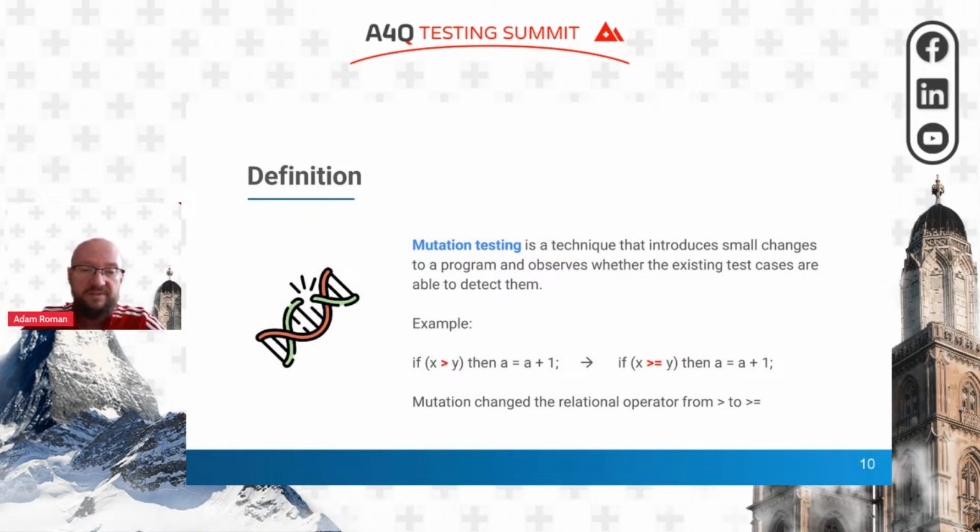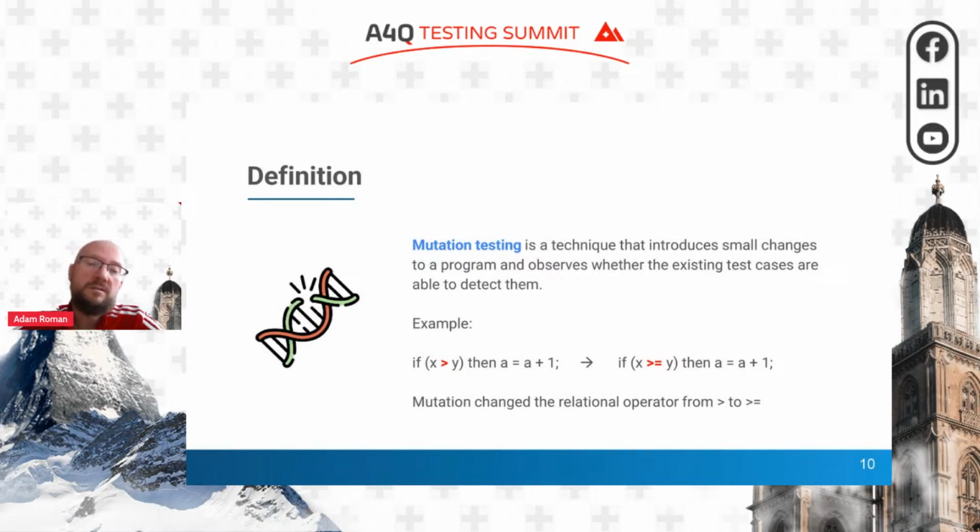For example, if we have some decision statement, like if x greater than y, then do something, and we change this relational operator greater than to greater or equal. So it's a defect, because the left one is the correct one, it should be greater than, but we change it to something wrong, to greater or equal. And then we compile this program with this intentionally inserted defect, and we run our tests on this so-called mutant. A program that is changed in this way is called a mutant.